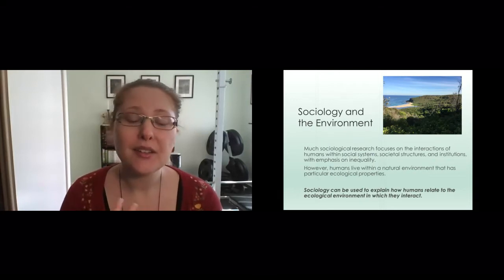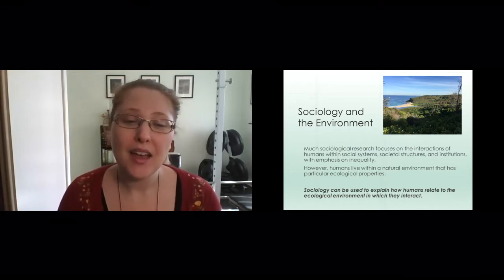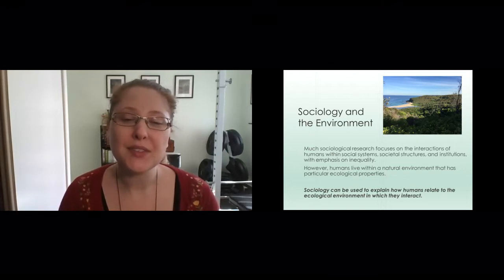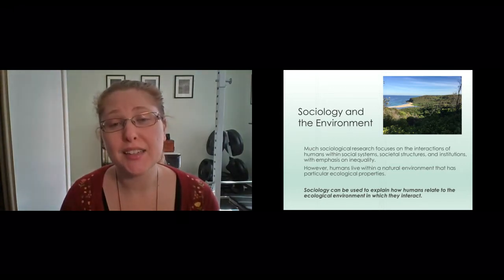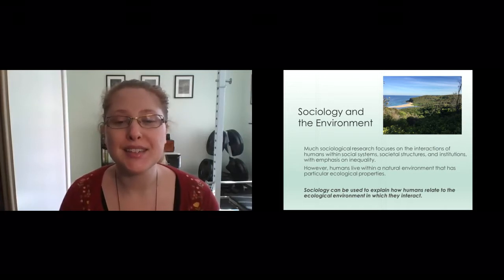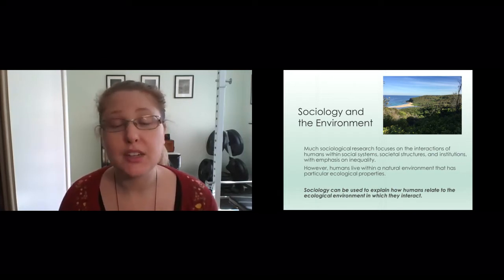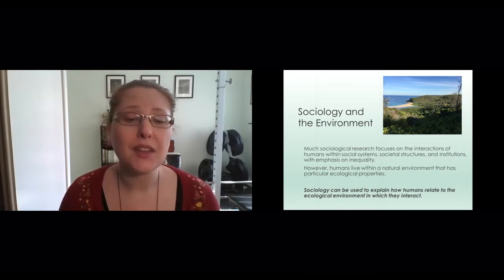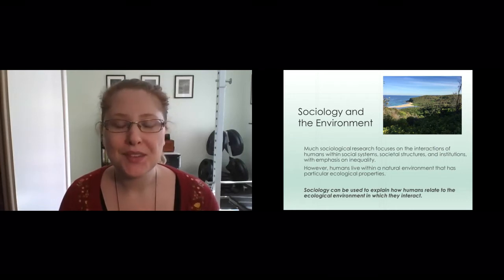So to start off with, talking about environmental sociology and how society and environment fit together, a lot of sociological research focuses on the interactions that humans have with social systems, social structures, institutions. And as you've very much seen in this particular course, there's generally quite a lot of emphasis on inequalities within these systems, on understanding inequalities along axes of class, race, gender, and other groupings such as disability, sexuality, all of those identity categories and experiences. We often focus on how they can be a locus of inequality within our social systems.